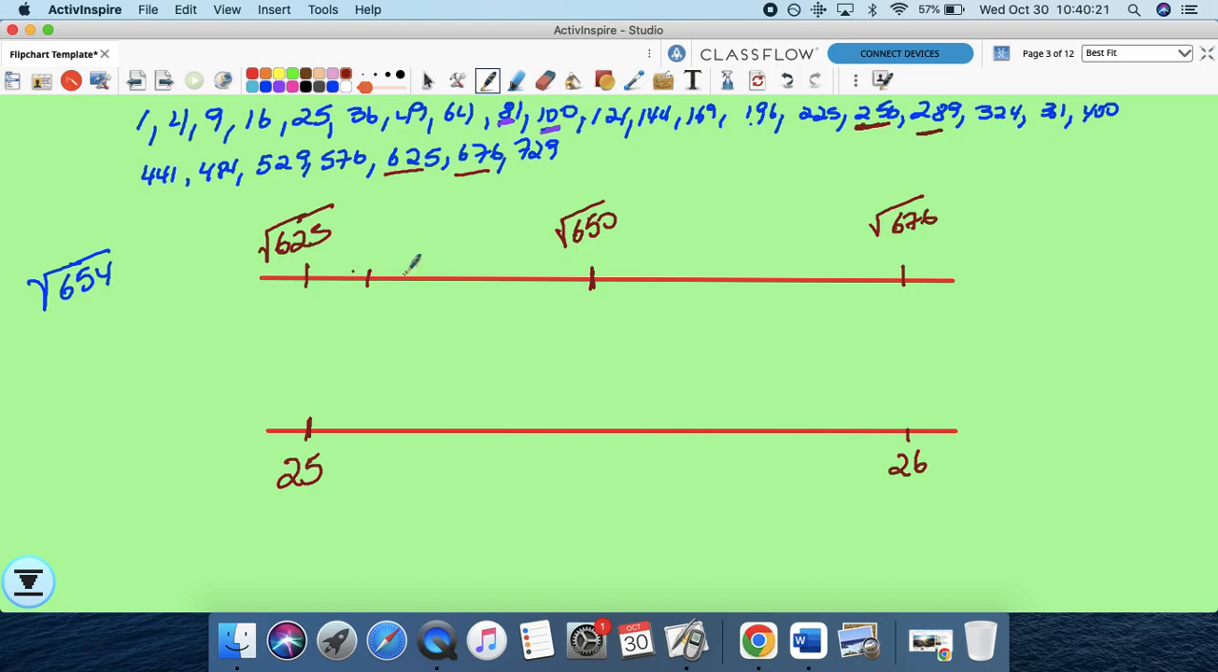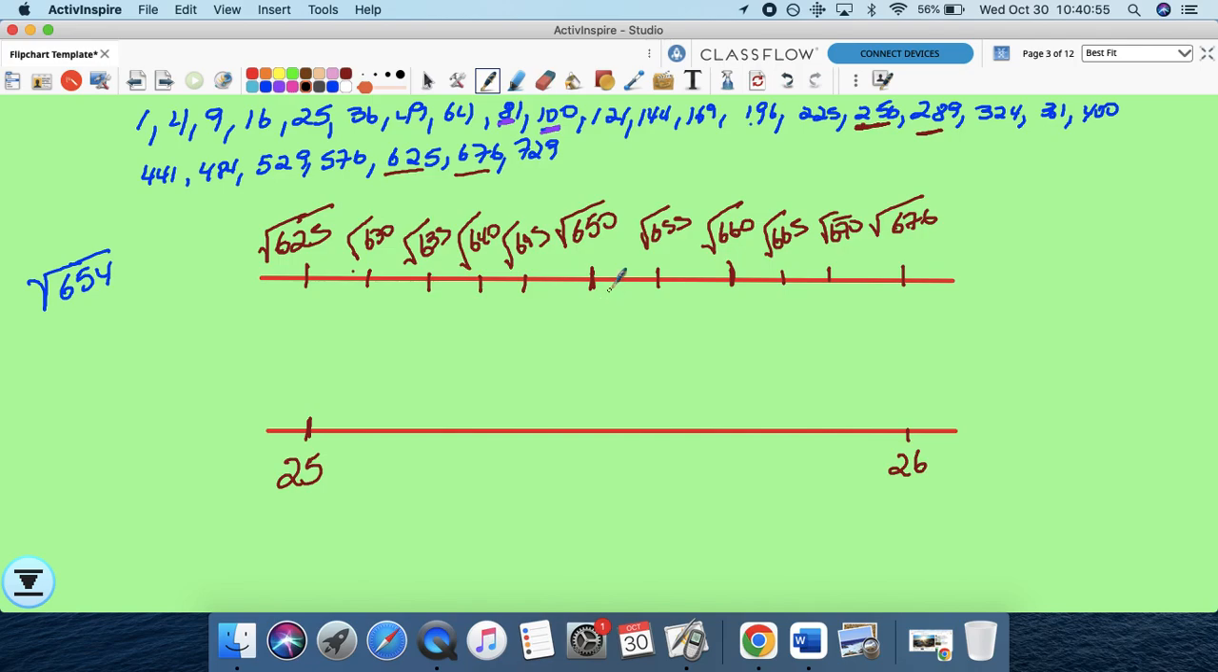625, 630, 635. Make it a little bit wider. Square root of 630. Count by 5: 635, square root of 640, square root of 645, square root of 650, square root of 655, square root of 660, square root of 665, square root of 670. So it's okay. We count by 5 to make my life easier.